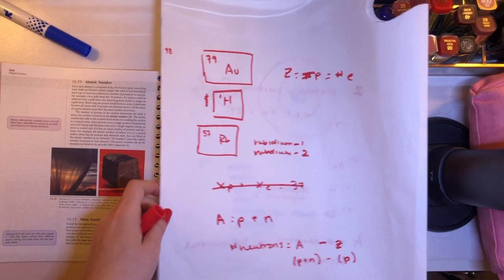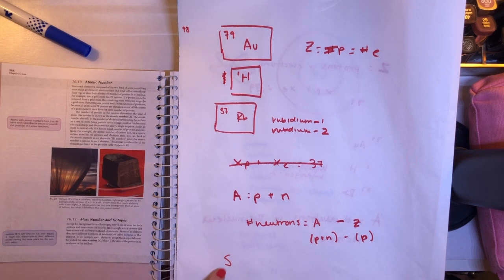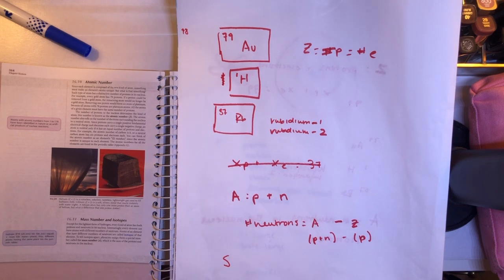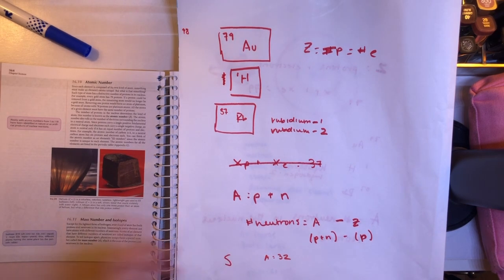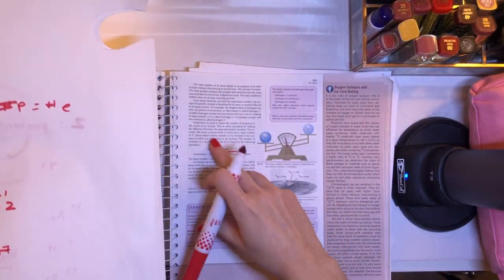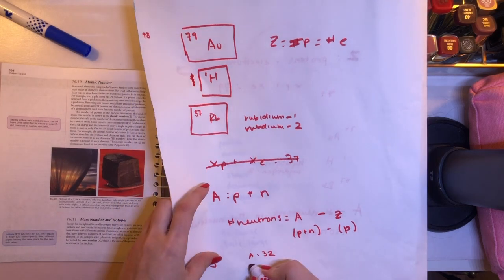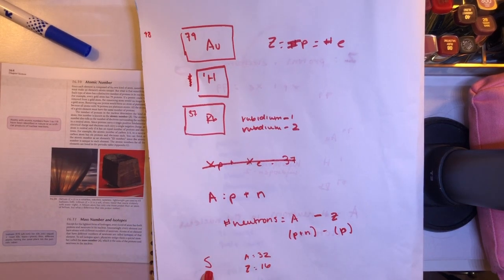So your book gives you the example of sulfur. In order to find the number of neutrons in an atom of sulfur, I would need to know what the mass number is. The most common form, or you could say the most common isotope of sulfur, has a mass number of 32, and we know that sulfur's atomic number, just by looking at the periodic table, is 16. So how would I find the number of neutrons in this common isotope of sulfur?